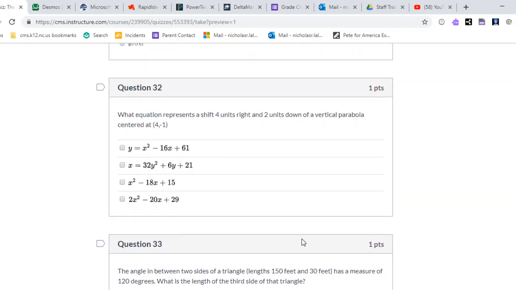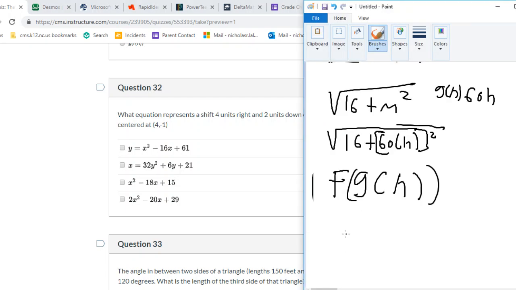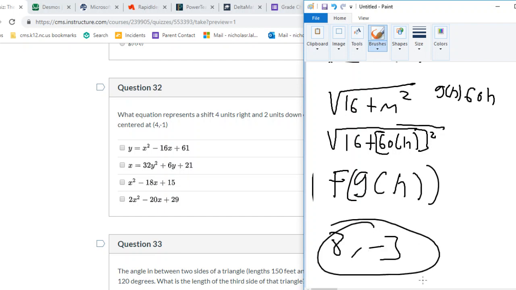Question 32. Which equation represents a shift 4 units right and 2 units down of a vertical parabola centered at 4, -1? This means that our parabola now must be centered at 8, -3. So which parabola has a vertex of 8, -3?